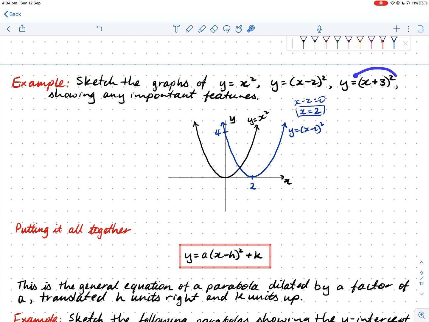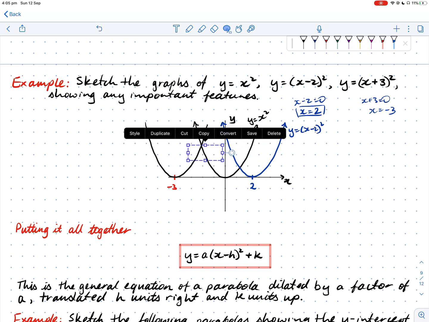For the next graph, y equals (x plus 3) all squared. Again, if you want to work out where the vertex is, we're going to solve x plus 3 equals 0. So x is going to be negative 3. That tells us where we're moving towards. So there's negative 3. What we're going to do is take that parabola, and it's going to go 3 units to the left, to the value of negative 3. And that's going to be the graph of y equals (x plus 3) all squared.